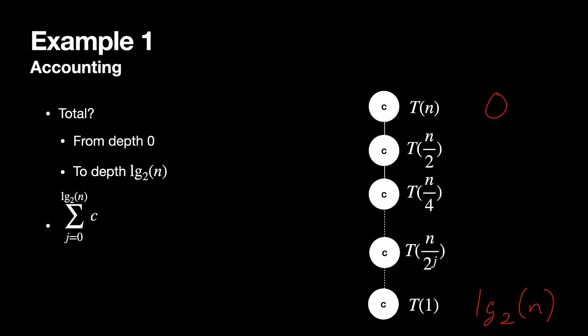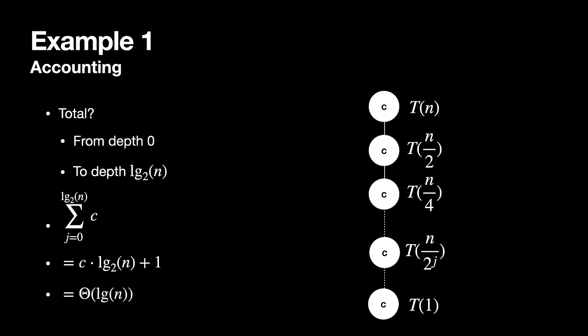So our total amount of work will be a sum from our depth 0 up to and including our depth log base 2 of n of the C units of work that take place at each individual step. Okay, so this is a sum of log base 2. So we'll be able to simplify that to C times the log base 2 of n of 1. Okay, and that would fall in the big theta of log n.